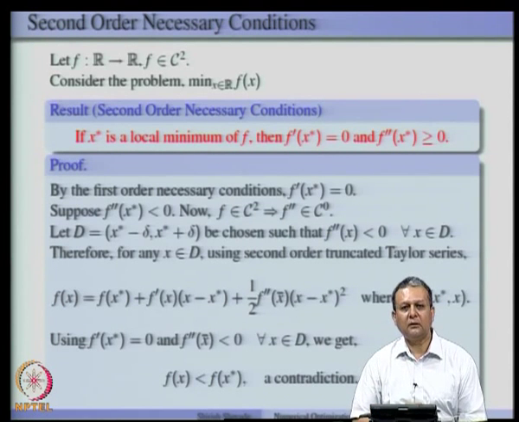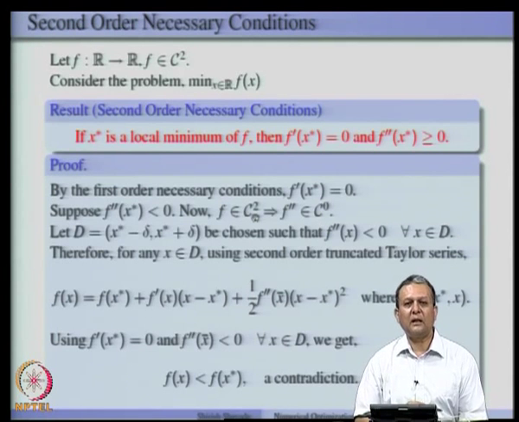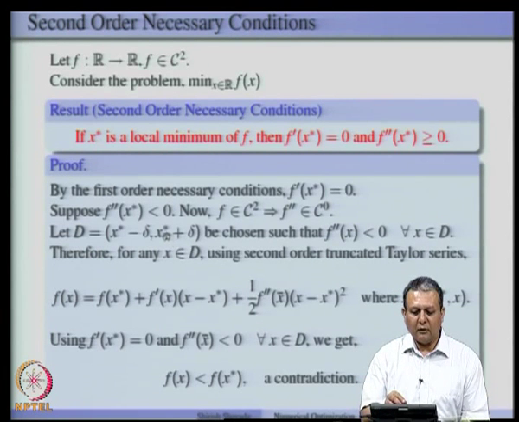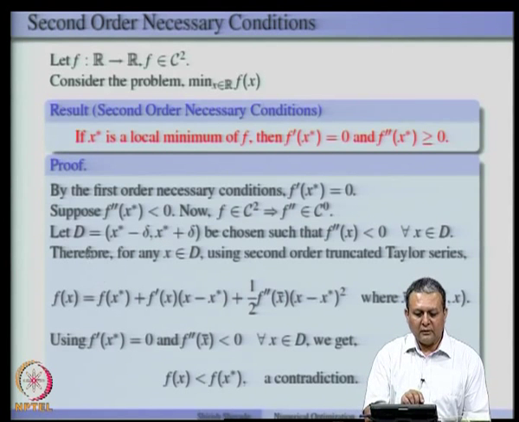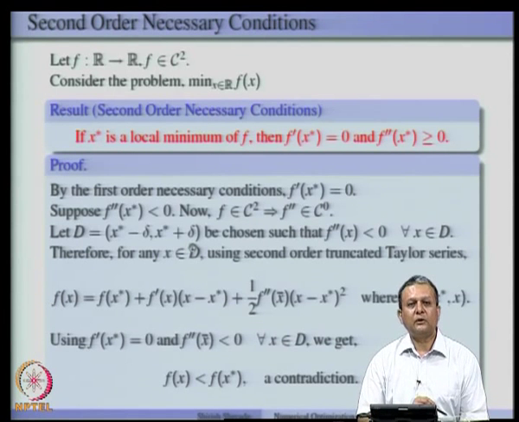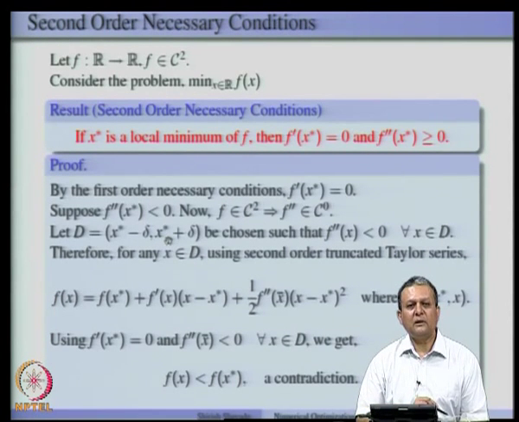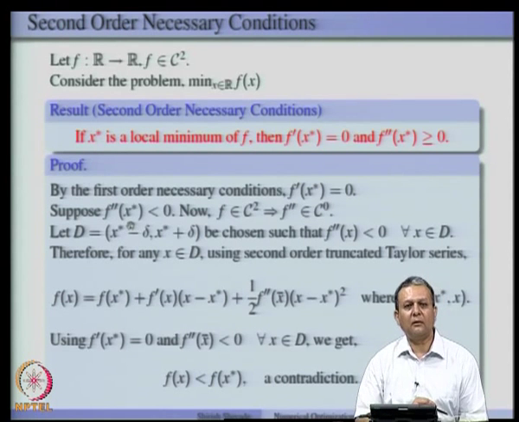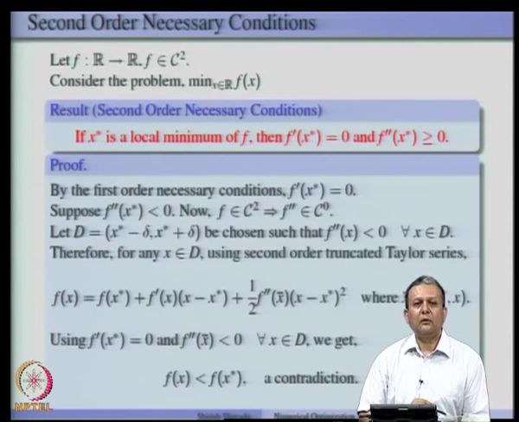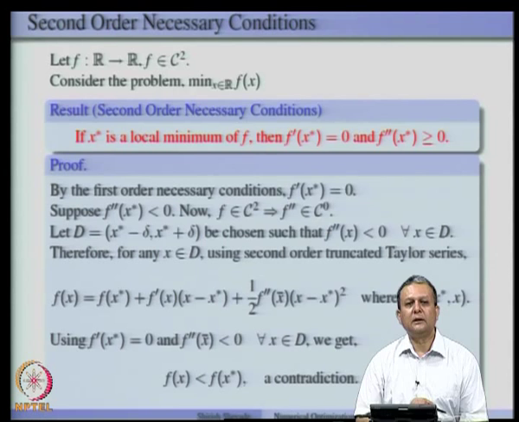Now, since f belongs to C2, the second derivative of the function is a continuous function. So, again as in the previous case, let us choose an interval around x star of size 2 delta. So, this is the interval D, x star minus delta to x star plus delta. Now, since f2 dash is continuous, we can always choose this interval such that for any point in this interval D, the second derivative is less than 0, because we have assumed that f2 dash x star is less than 0. So, now let us write down the second order truncated Taylor series.